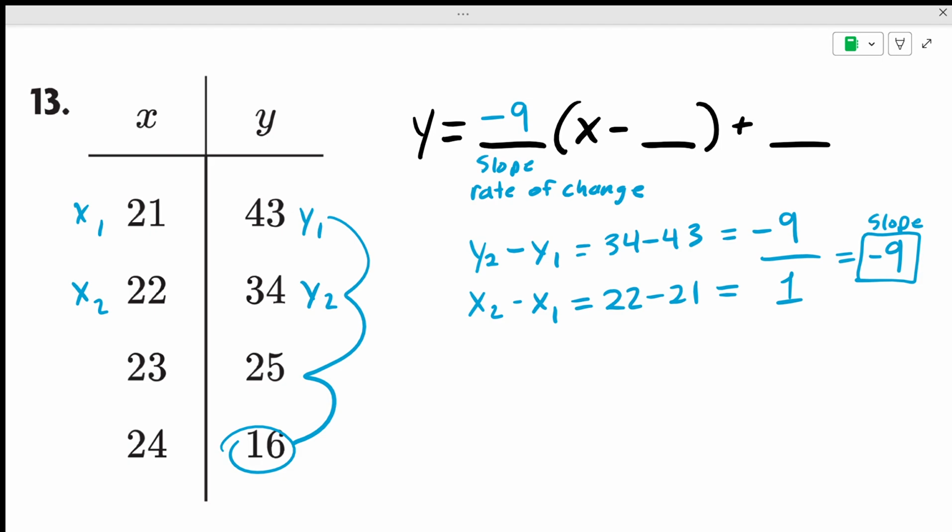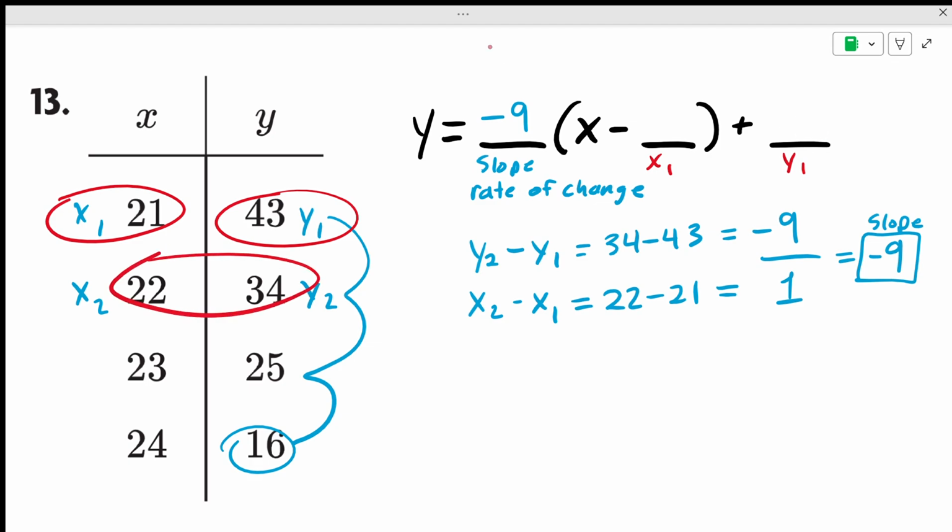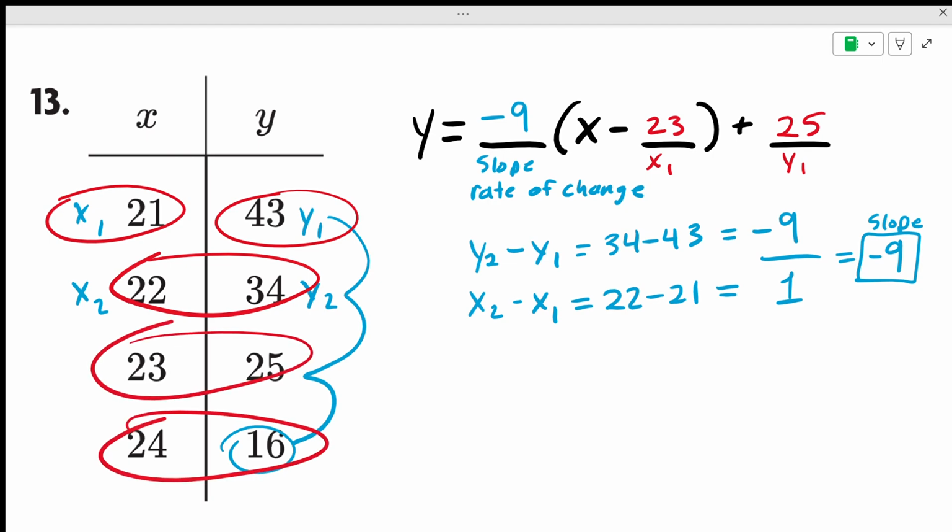Now, this is an x1, this is a y1. And I know I wrote x1 and y1 here, and that does work. But you can technically call any of these points x1, y1. So yes, you could put down 21 and 43. That is perfectly correct. Or you could put down the next point, 22 and 34. That is also correct. Or you could put down 23 and 25. That is also correct, because that's the point right there. Any of those pairs of numbers will work, okay?